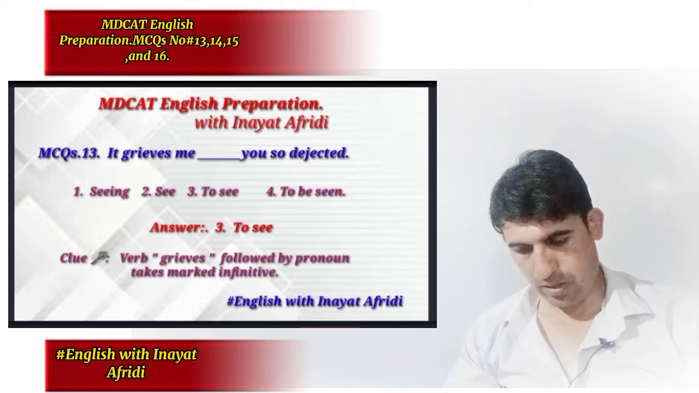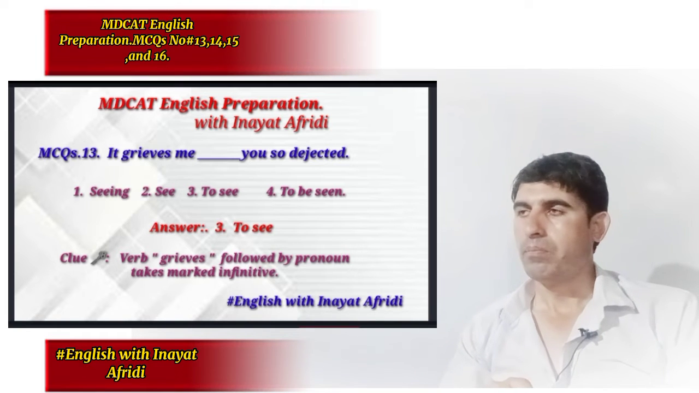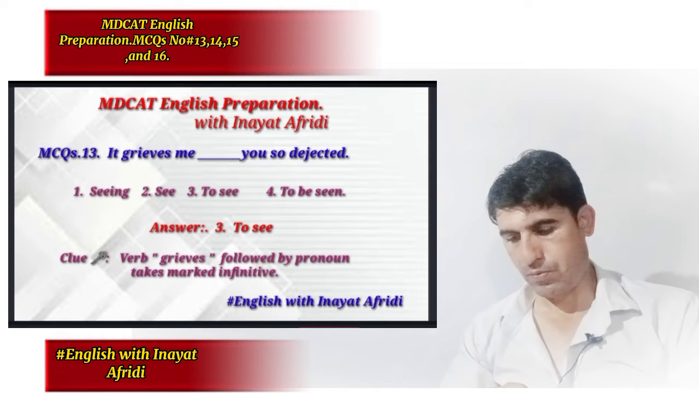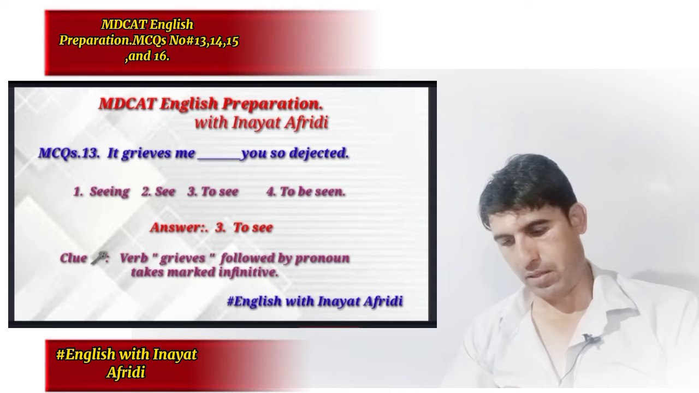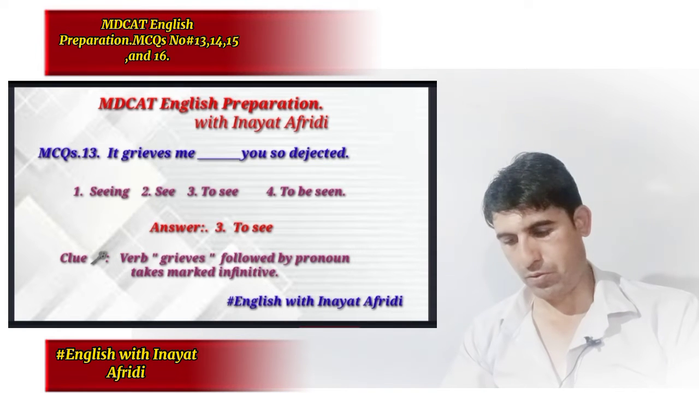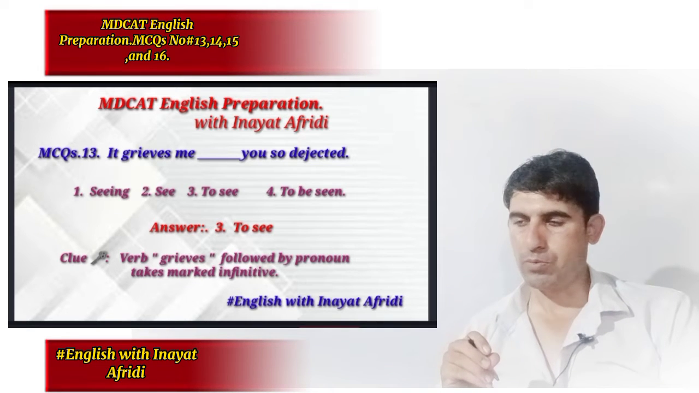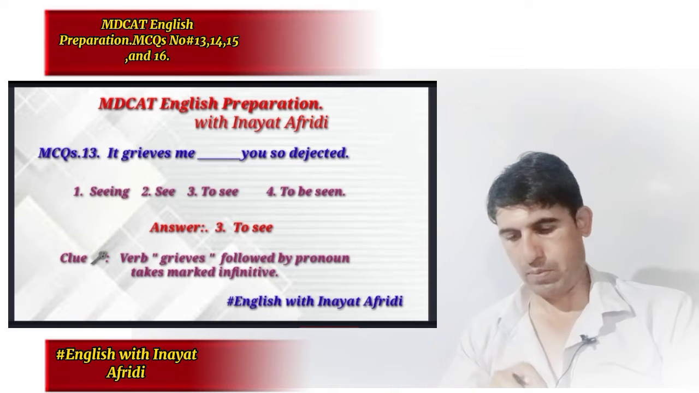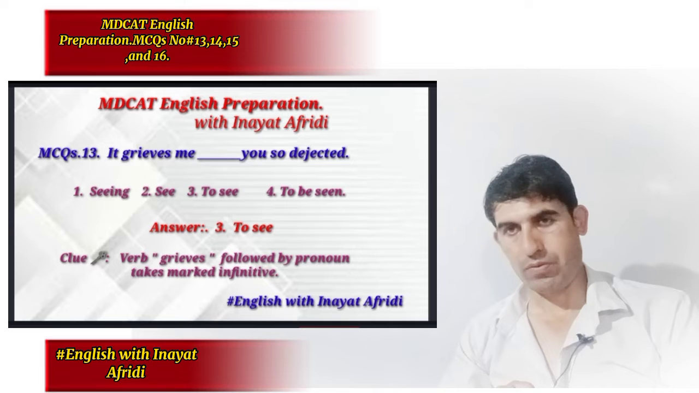MCQ number 13 reads, "It grieves me you so dejected." Now, in the options we have four important structures which are from the verb. The first is seeing, option number 2, see, option number 3, to see, and option number 4, to be seen. Before we put the correct option in the blank, let me tell you the grammatical function of each option, which are from the verb.